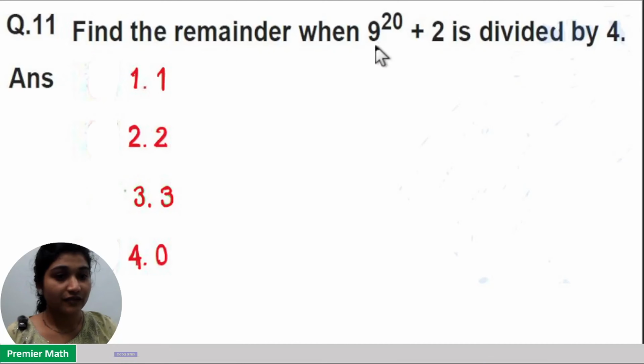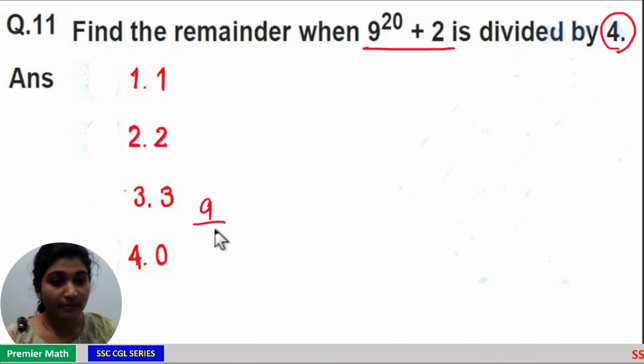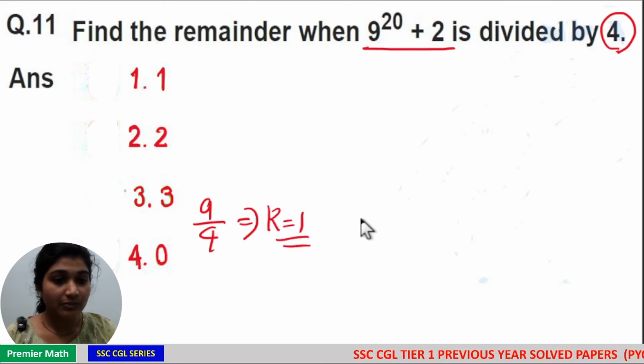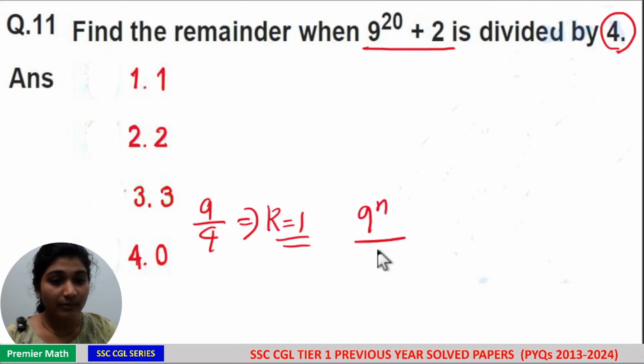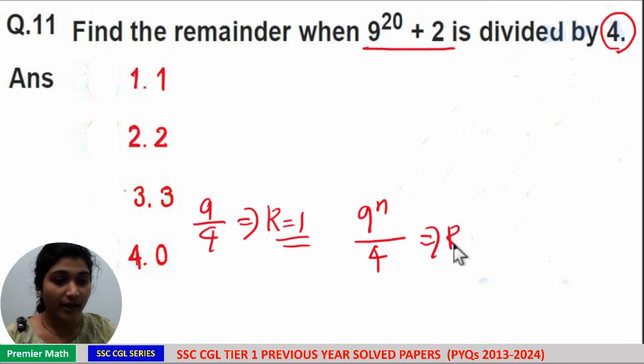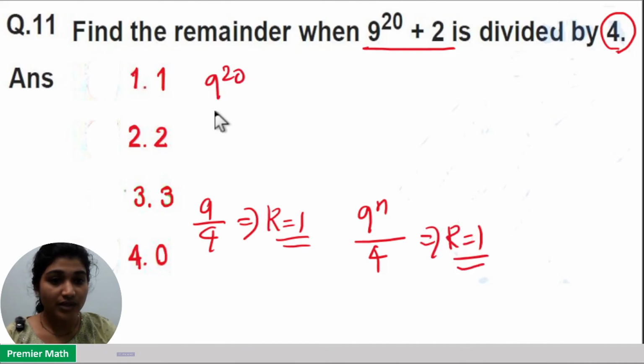Find the remainder when 9 raised to 20 plus 2 is divided by 4. Here 9 by 4, remainder is 1. 4 goes 2 times in 8, remainder is 1. Which means 9 raised to any number n divided by 4, remainder is 1. So here 9 raised to 20 plus 2 divided by 4.